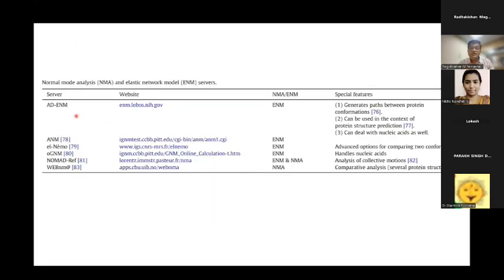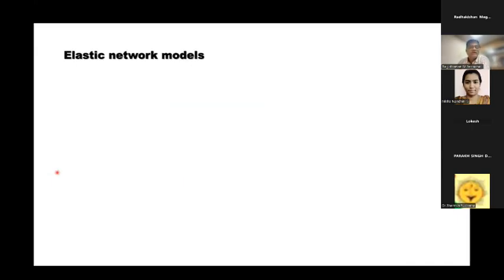So what are the different normal mode tools that you can use? ENM, ANM, LNEMO, OGNM, Nomad, WebNM. All these are web servers. Some are tools that you can download and you can do the normal mode analysis. One such normal mode analysis is elastic network models.